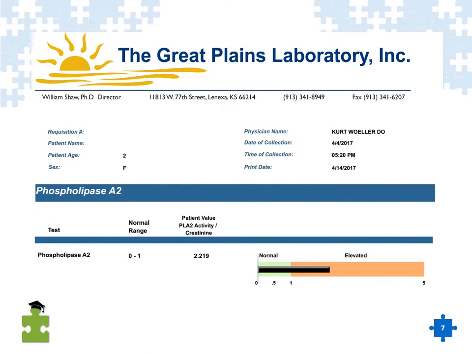The phospholipase A2 test is available from Great Plains Laboratory. It is a urine profile. I wouldn't say all urine tests are easy to get for special needs kids, but it's not a blood test. So it is a urine analysis, and we can see here on this particular profile an elevation of phospholipase A2, so clearly it should be normal.